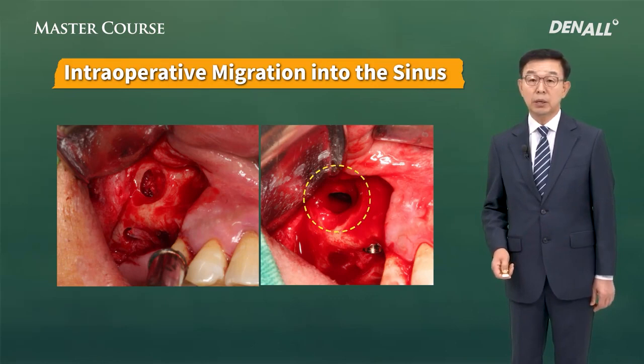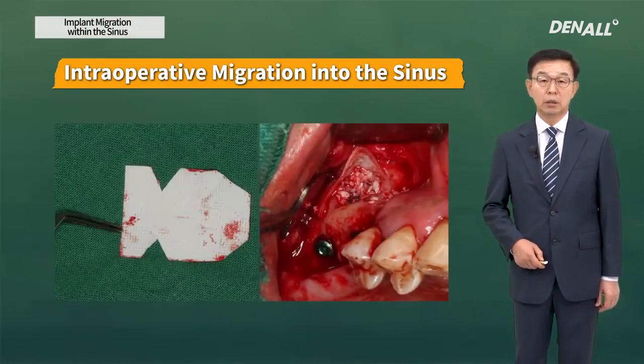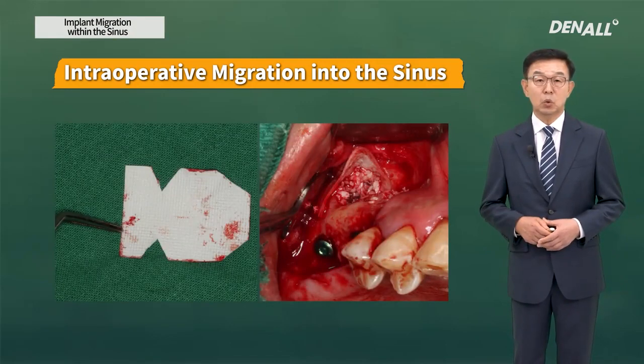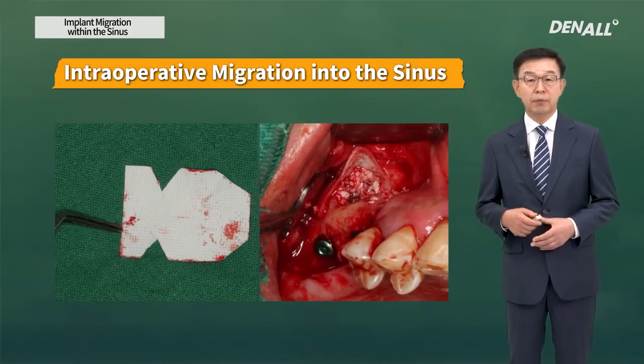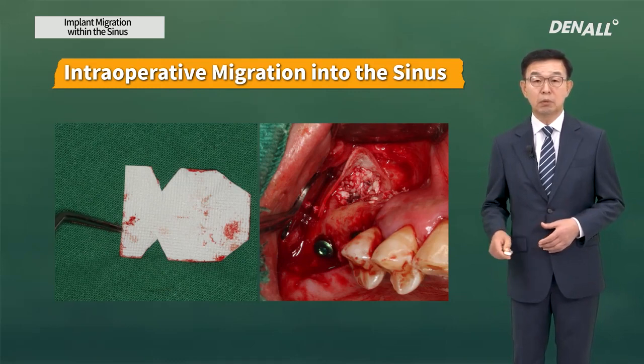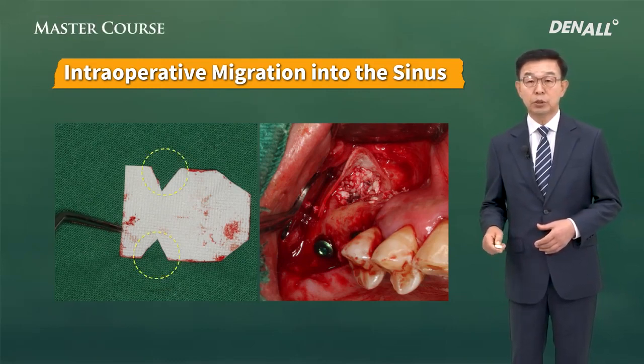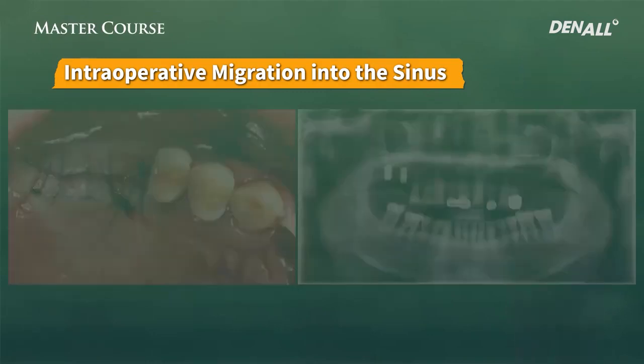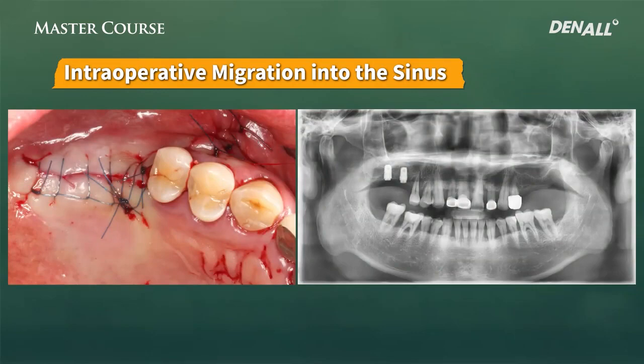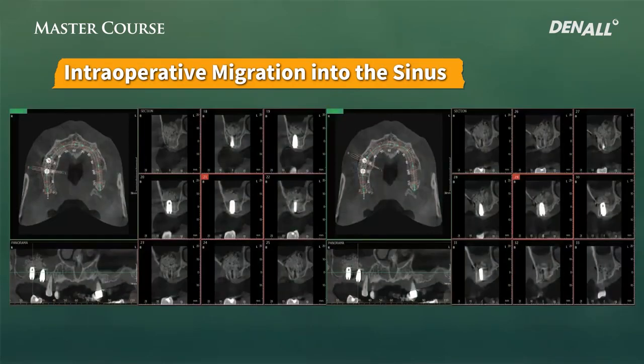I observed that the membrane became perforated. And in the same way as repairing the sinus membrane, I applied the resorbable membrane. I did side cutting. I positioned it, did bone graft, and placed the implant and did suture. This is after surgery.